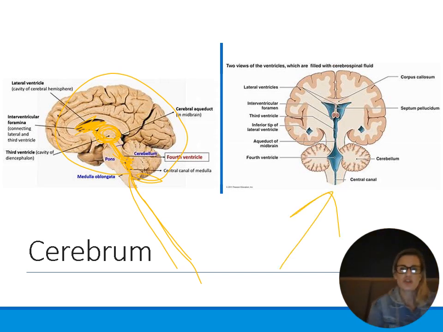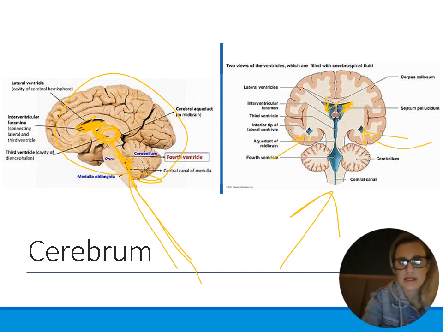Here, the second picture is just showing you a view of the ventricles from the front. Again, you can see the lateral ventricles here on the sides. Also here, you can see little tiny bits of it out there in the temporal lobe, down through the cerebral aqueduct and into the fourth ventricle.